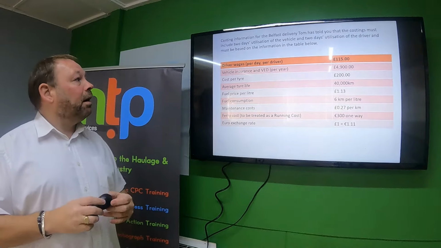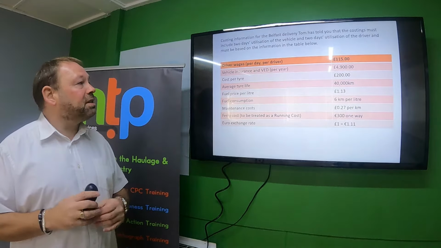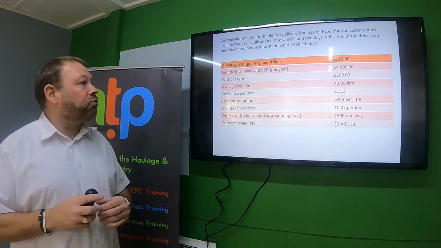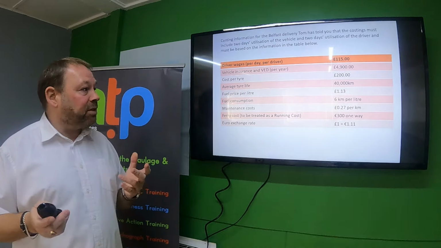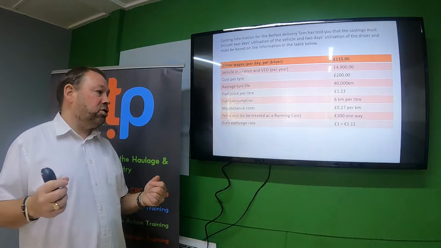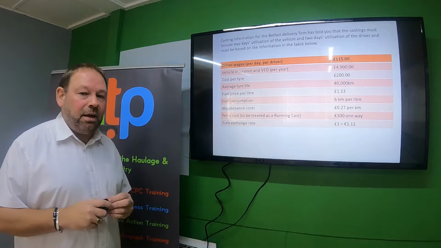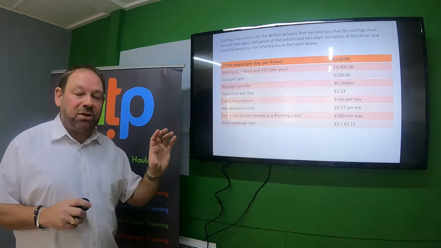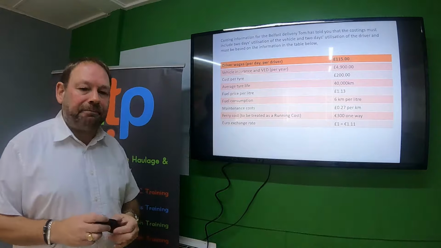Next bit, cost information for the Belfast delivery. Tom has told you that the costings must include 2 days utilisation of the vehicle and 2 days utilisation of the driver, and must be based on the information in the table below. It's given us the insurance, cost per tyre, average tyre life, fuel price, consumption, maintenance costs, ferry costs and euro exchange rate. Any of that of relevance for our driver schedule? Have a quick look, pause, have a quick look and then come back.